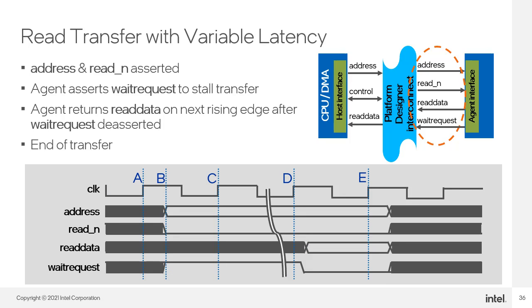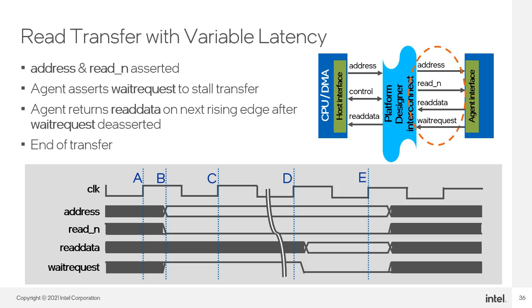If the number of wait states required is unknown or could vary, then the agent must implement a wait request output. A data transfer where the agent controls the wait request signal is referred to as a variable latency transfer. As long as the agent asserts the wait request output, the transfer stalls. Once wait request is deasserted, the agent must present the data on the next rising clock edge.